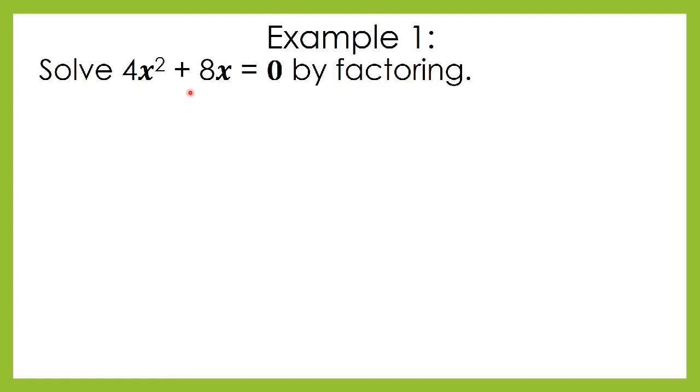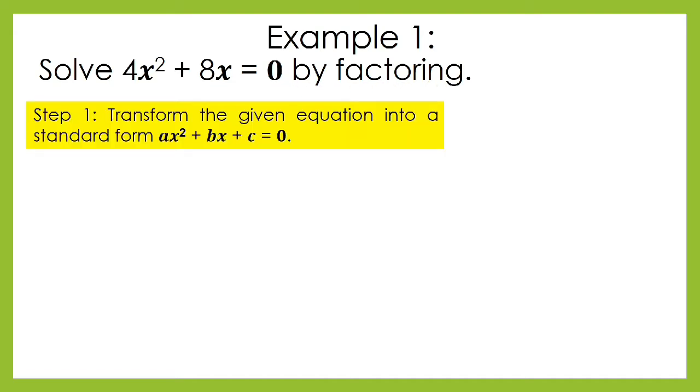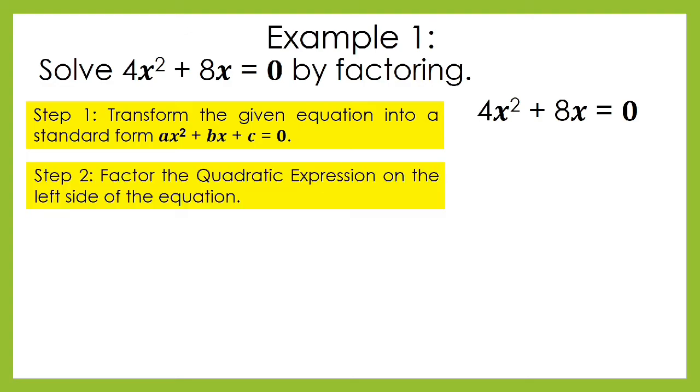Solve 4x squared plus 8x equals 0 by factoring. Step 1 is to transform the given equation into a standard form ax squared plus bx plus c equals 0. The given equation is 4x squared plus 8x equals 0. This is now in standard form, so no need to transform. Let's proceed to step 2.